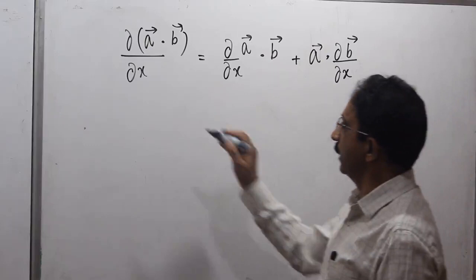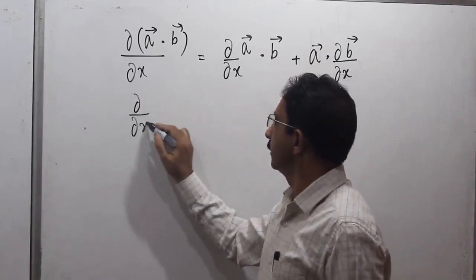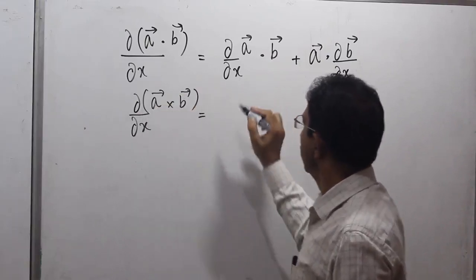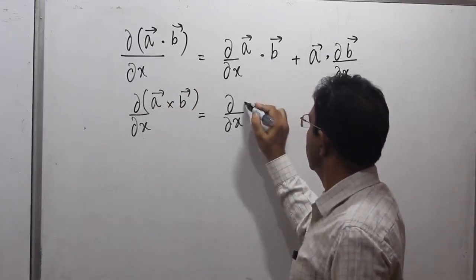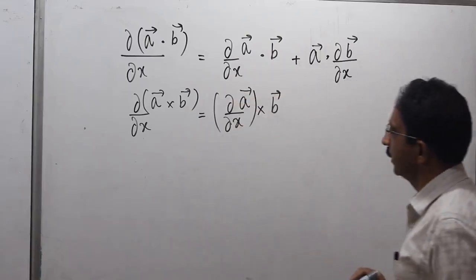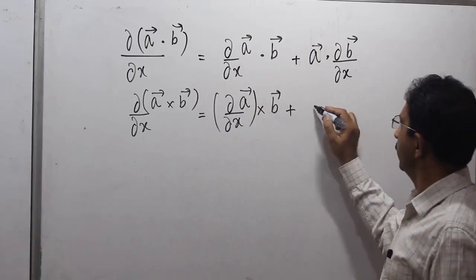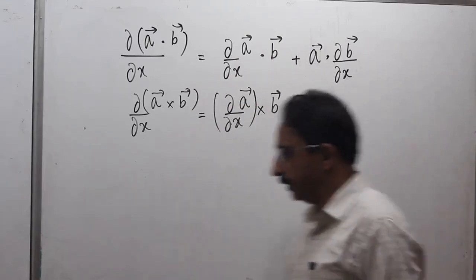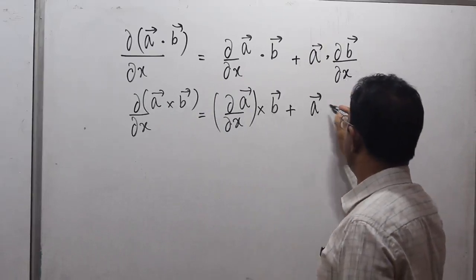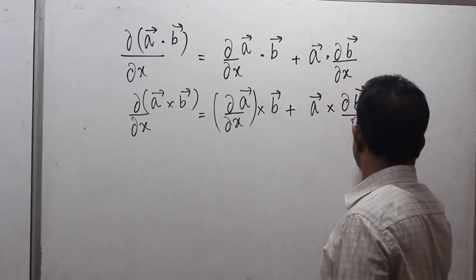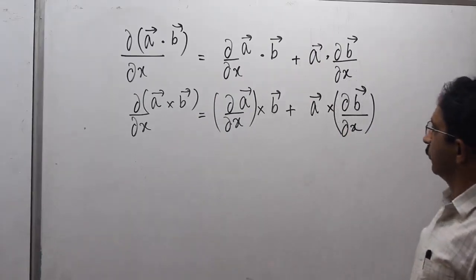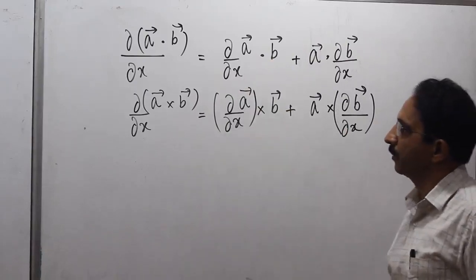I can also say what would be the result in this case if I have A cross B. So in the same way, we take the derivative with respect to x of A cross B. Be careful of the order here. Then I have the derivative of B with respect to x, and this way we have the formulae for partial derivative.